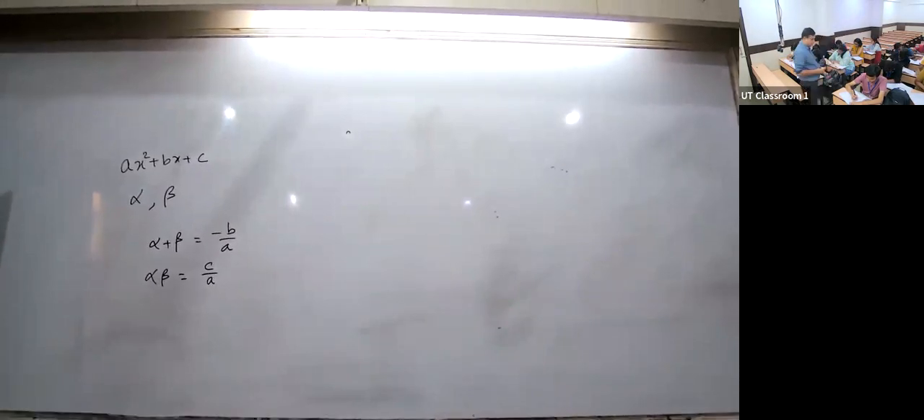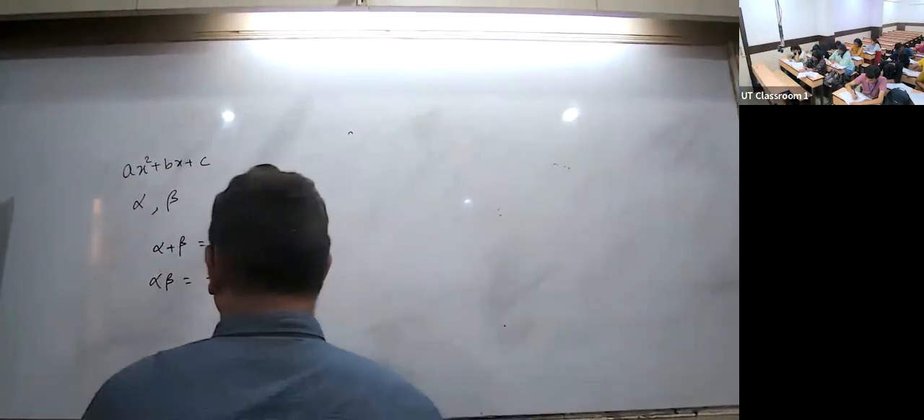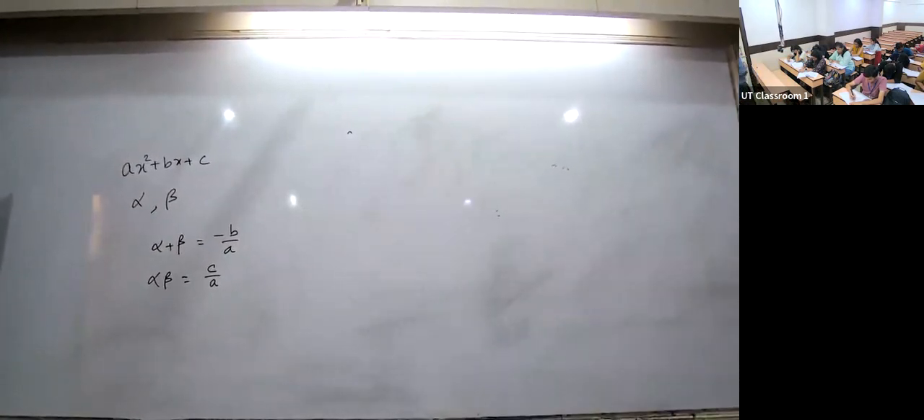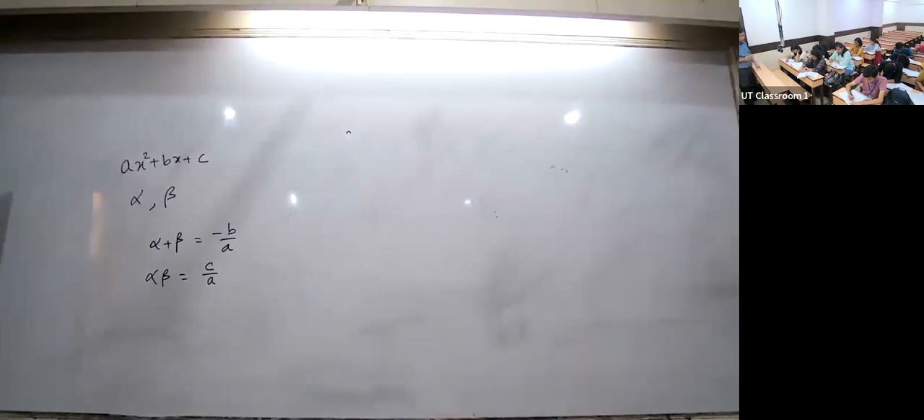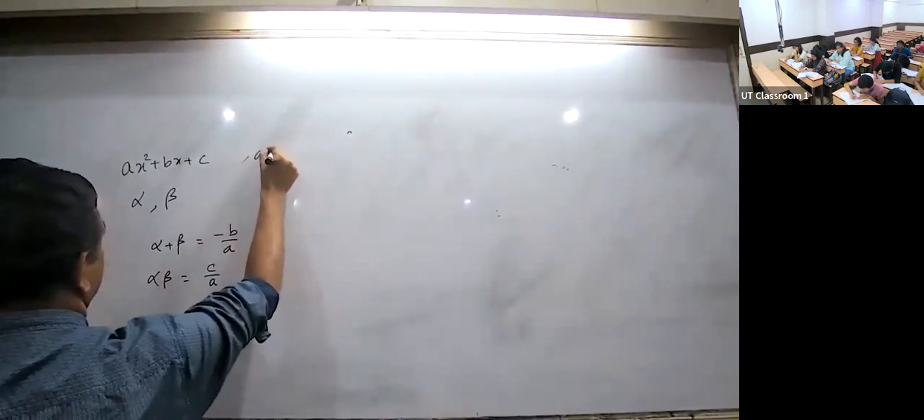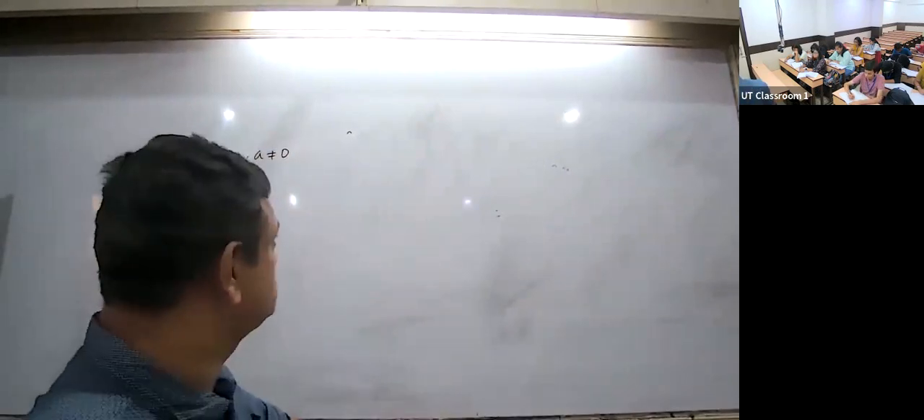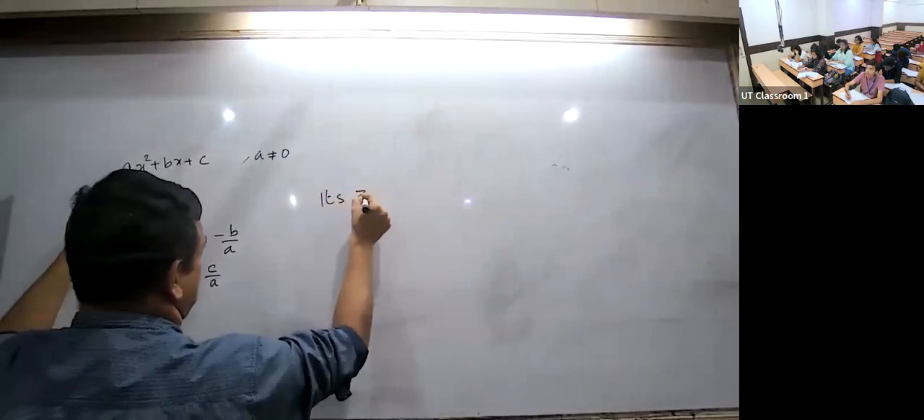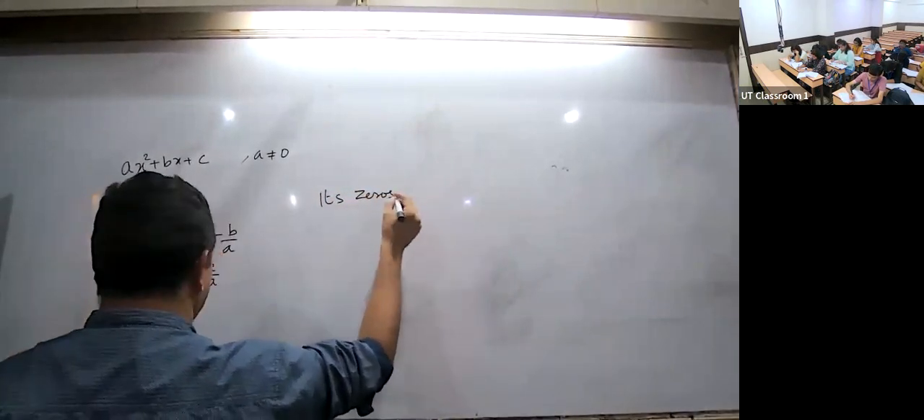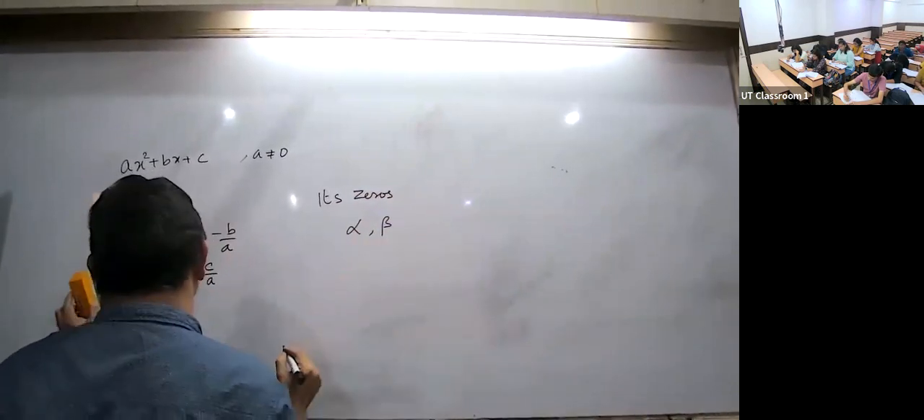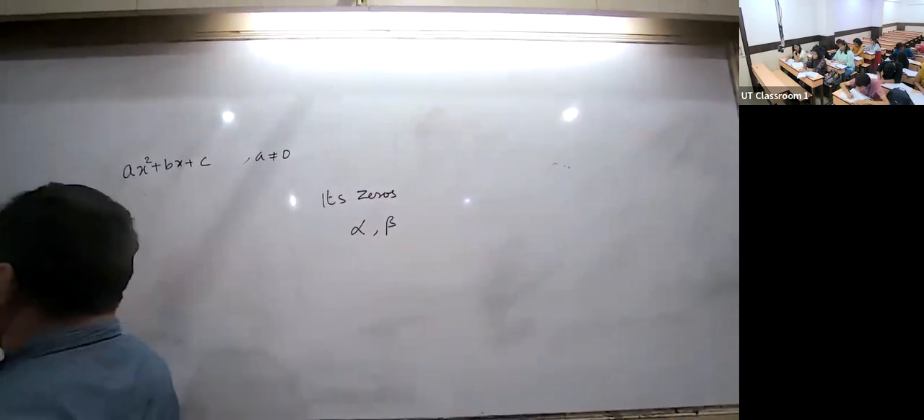Consider the quadratic polynomial ax square plus bx plus c, comma a not equal to 0. Written? Yes, sir. Next, its zeros are denoted by alpha comma beta. Zeros are denoted by alpha comma beta.